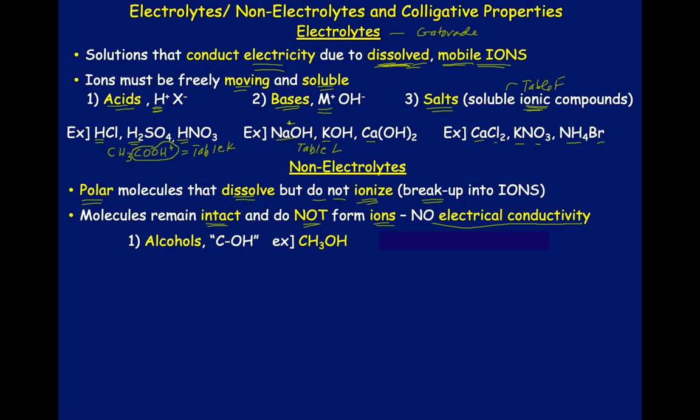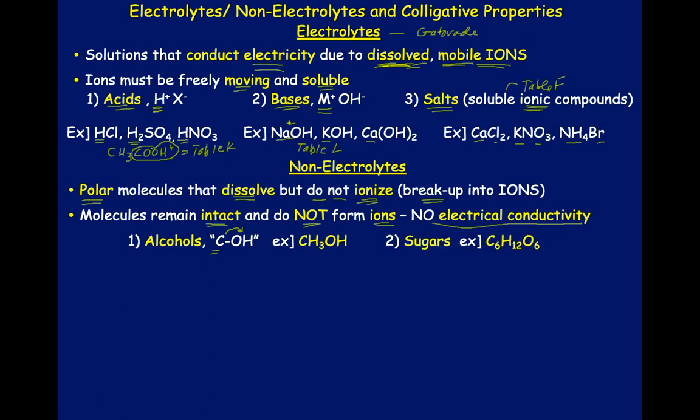You'll see the C has to be covalently bonded to the OH. Now don't confuse alcohols with bases. You'll see the difference: an alcohol has a carbon and OH, versus a base would have a metal and OH. It's easy, but these are very, very easily confused, so you want to be careful with this.